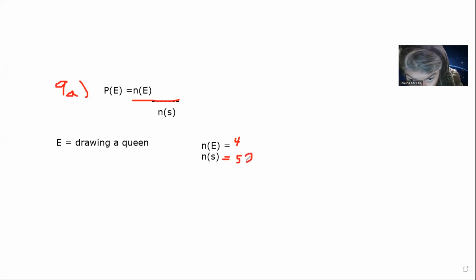Now, when you're doing these probabilities, we're going to write it this way. We're going to say the probability of a queen is equal to 4 out of 52. We're going to start with our fraction and reduce it if we can, which reduces by 4. 4 divided by 4 is 1. 52 divided by 4 is 13. This reduces to 1 out of 13.